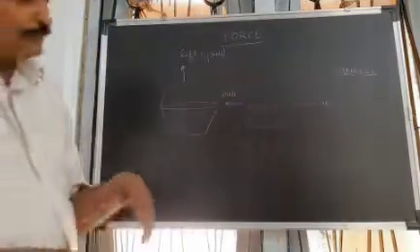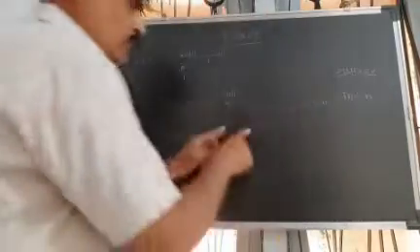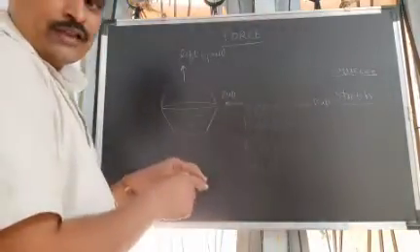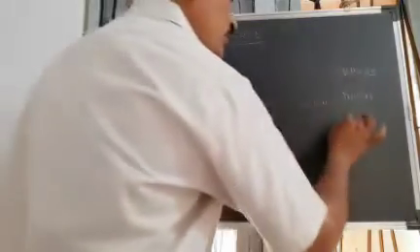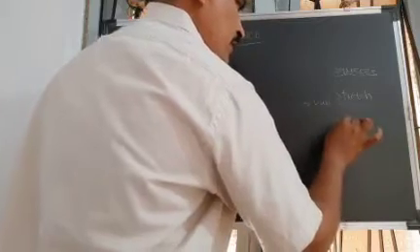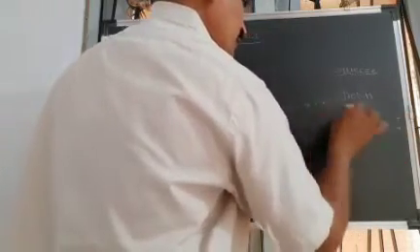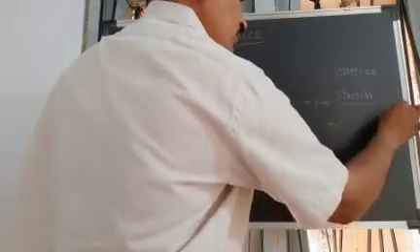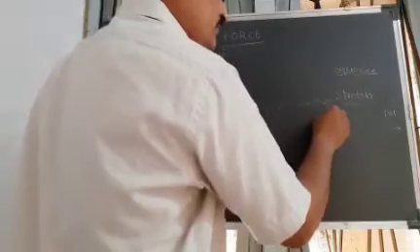Next one, stretching. We apply a force on the spring to elongate its length. So this is an example of stretching. Or you can take a rubber band and apply forces on it. So this is also stretching, and also pulling.